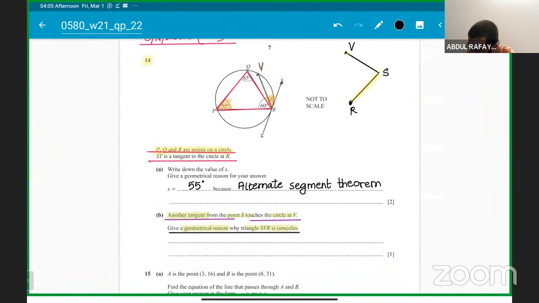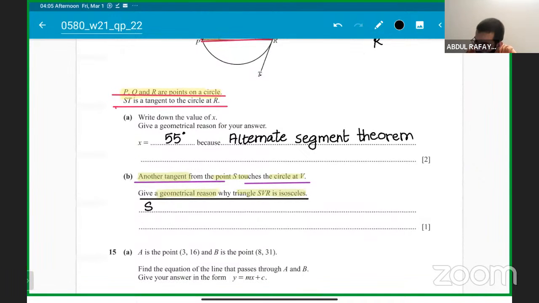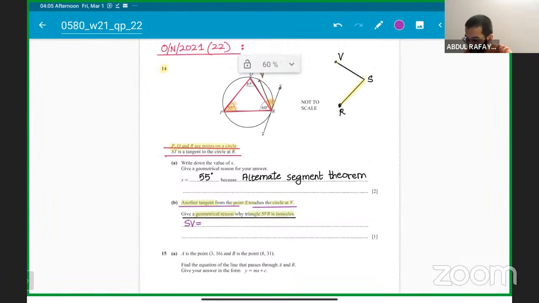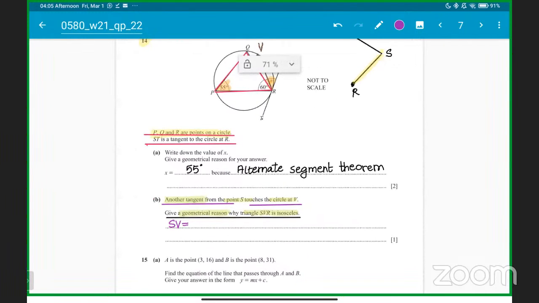You can write this first: the first line should be SV. Is everyone with me? We are learning today how to write down the answers, like how to write down the explanation of these questions.